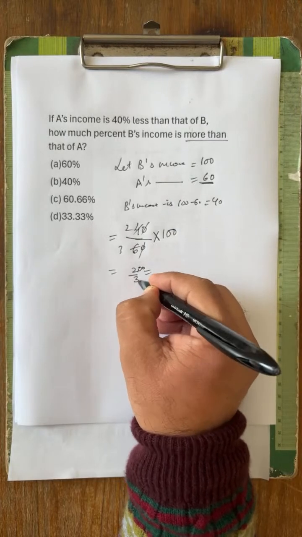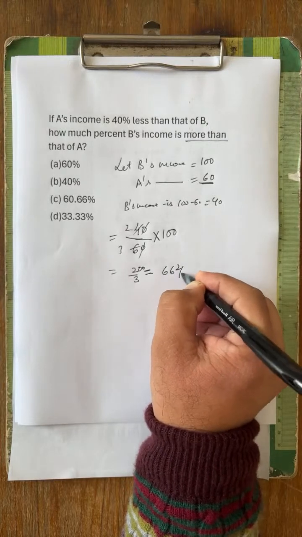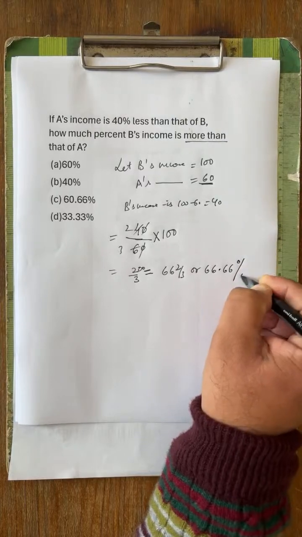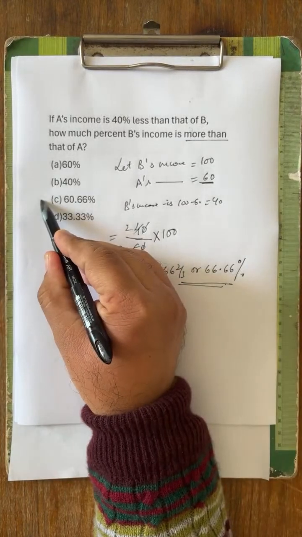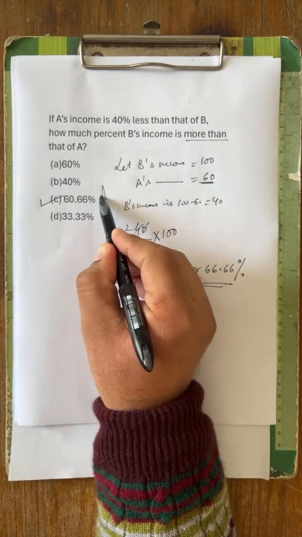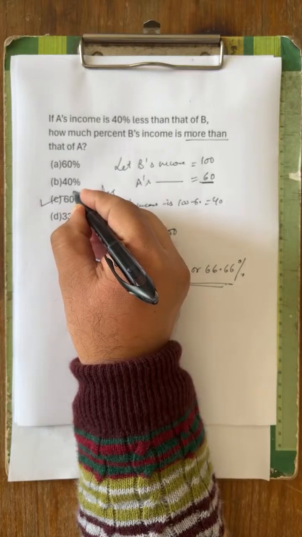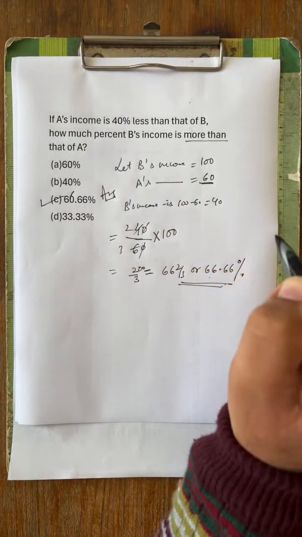We get 200 upon 3. So we can write it like 66 2 by 3 or 66.66%. So our answer will be option C. I think the option should be 66.66. So 66.66 should be our correct answer.